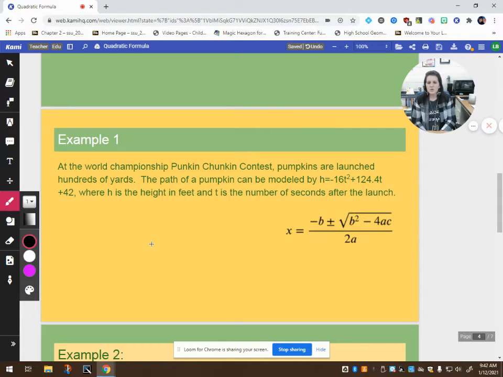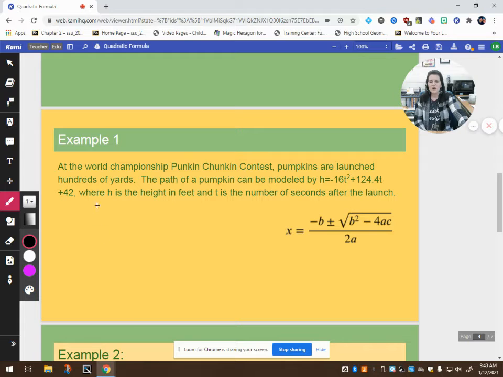Example 1. At the World Championship Pumpkin Chunkin contest, pumpkins are launched hundreds of yards. The path of a pumpkin can be modeled by h equals negative 16t squared plus 124.4t plus 42, where h is the height in feet and t is the number of seconds after it is launched. So let's think about this.